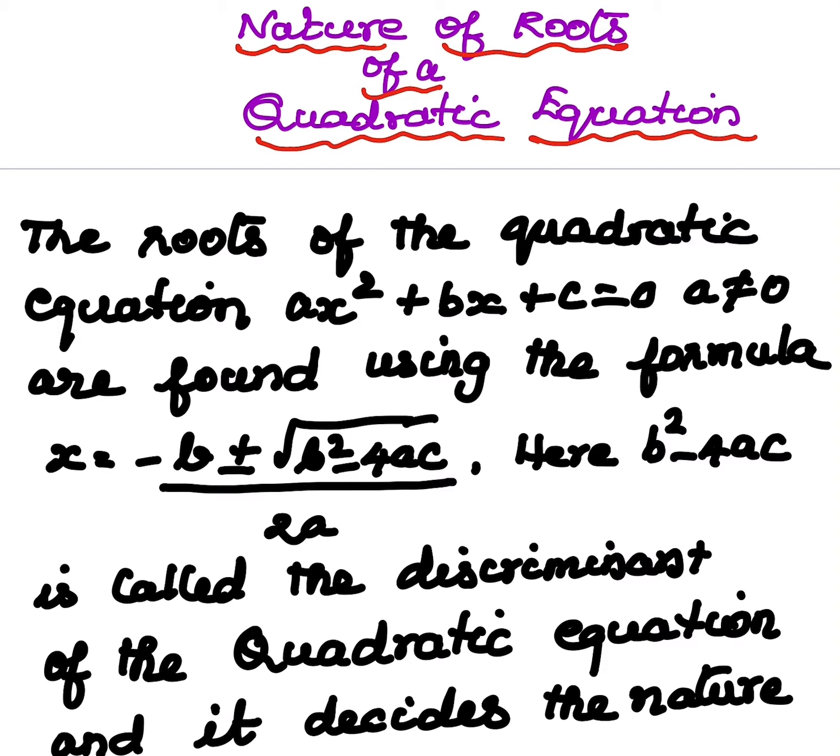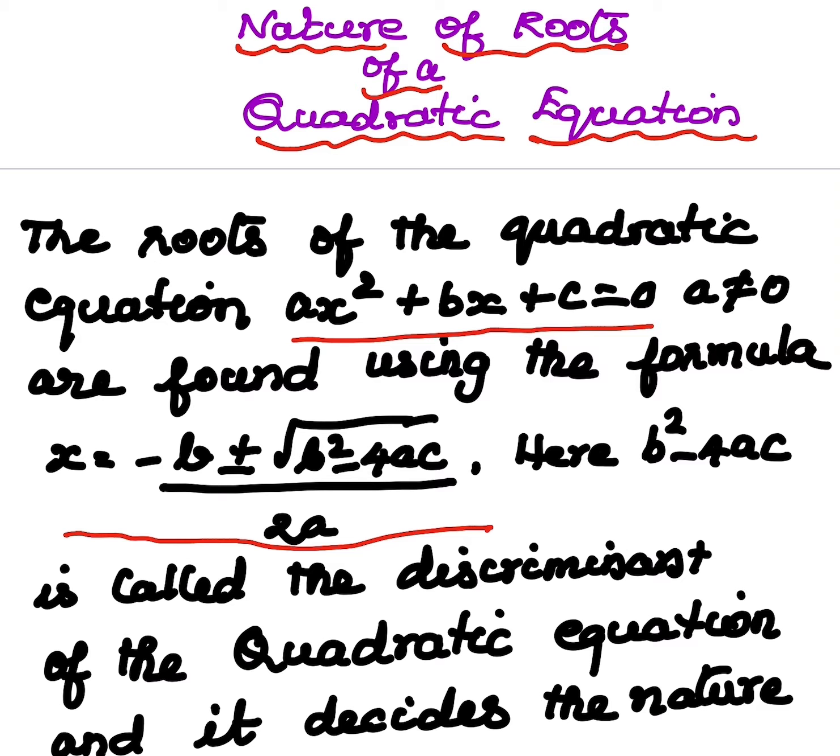Nature of roots of a quadratic equation. You know that the quadratic equation is given by ax squared plus bx plus c equal to 0, where a is not equal to 0. The roots of this equation can be found using the formula x is equal to minus b plus or minus root of b squared minus 4ac, by 2a.